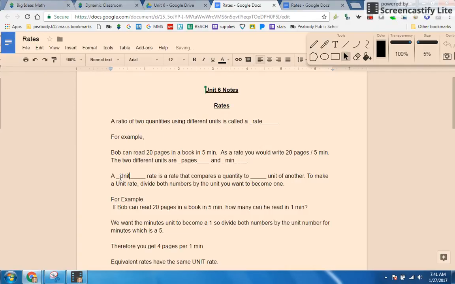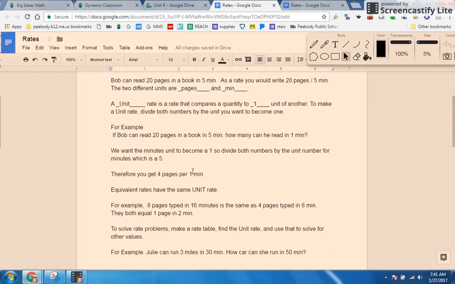A unit rate is a rate that compares a quantity to one unit of another. So it's basically saying if you could read 20 pages in 5 minutes, how many could you read in 1 minute? That's the example we have here. To do that, you divide both of the numbers by the smaller number. In this case, the smaller number is 5. So you would divide them both by 5, and you would end up getting 4 pages per minute. One of the numbers is 1 every time in a unit rate. So you divide both of the numbers by the smaller number, and that's going to make it a unit rate.